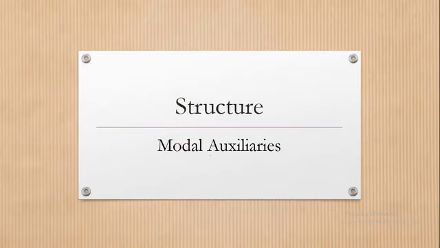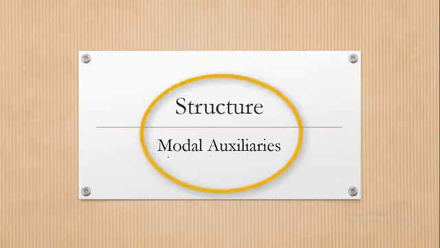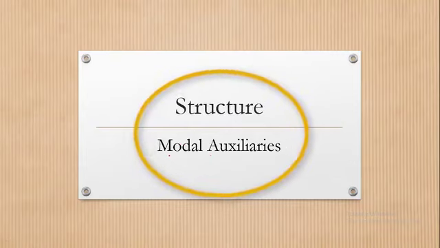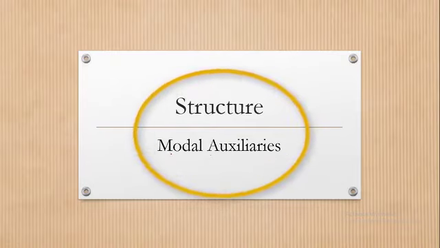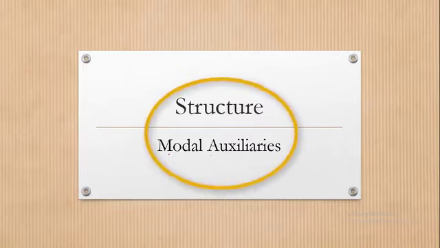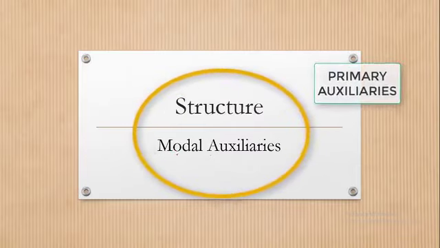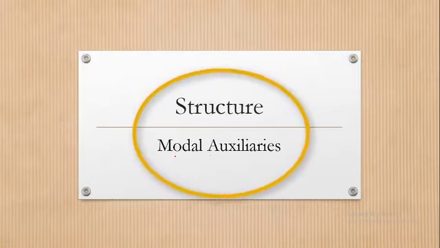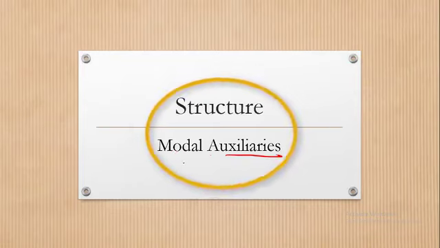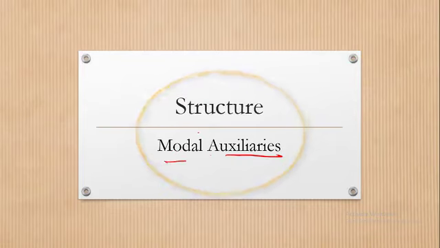Welcome back. Like I said, we are considering two important aspects of English language. And the first part we are considering is grammar or structure. And we are looking at modal auxiliaries. Remember, we said there are two types of auxiliaries. We have the primary auxiliary and the modal auxiliaries. We did primary auxiliaries and modal auxiliaries. So we are looking at that today.